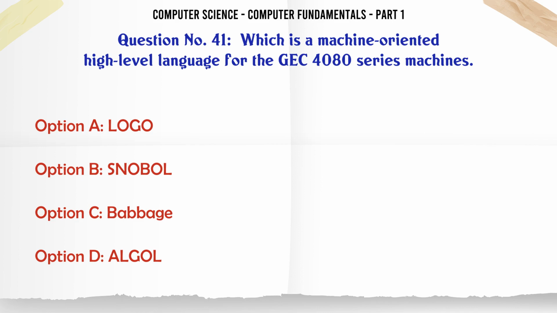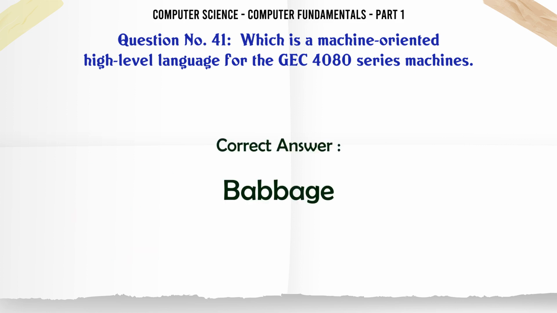Which is a machine-oriented high-level language for the GEC 4080 series machines? A. Logo. B. Snowball. C. Babbage. D. Algol. The correct answer is Babbage.